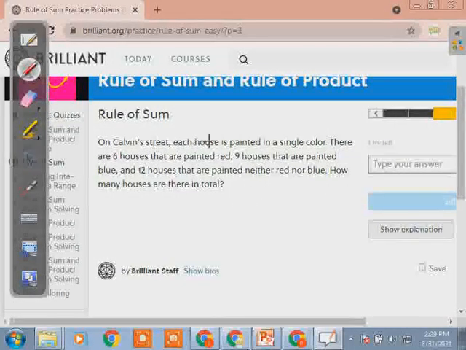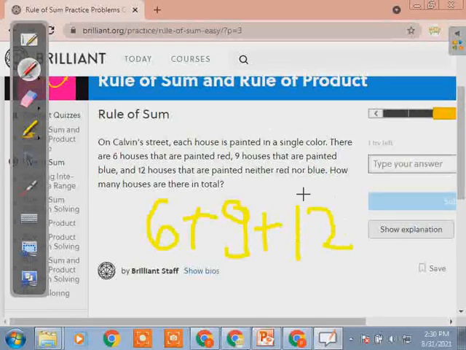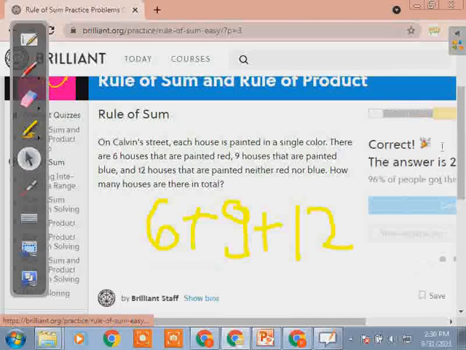On Calvin's street, each house is painted in a single color. There are 6 houses that are painted red, 9 houses are painted blue, and 12 are painted neither red nor blue. So how many houses are there in total? So we have information that 6 houses are painted red, 9 are painted blue, and 12 are neither red nor blue, and we will just add them. We get 12 and 9, 21, and 6, 27. The answer is 27. So you get the correct answer.